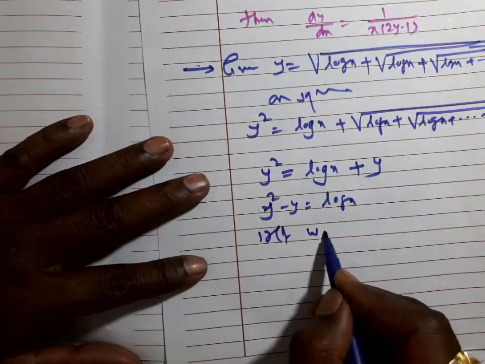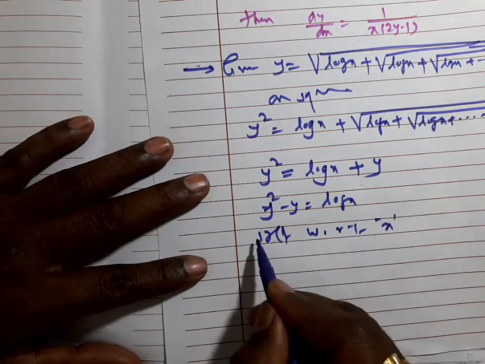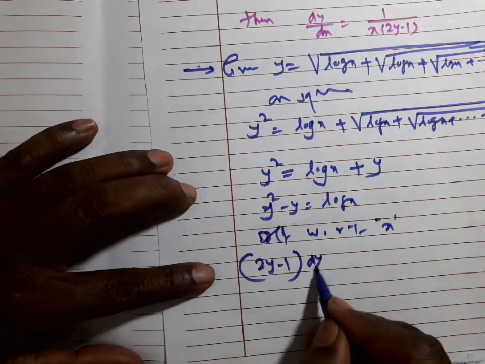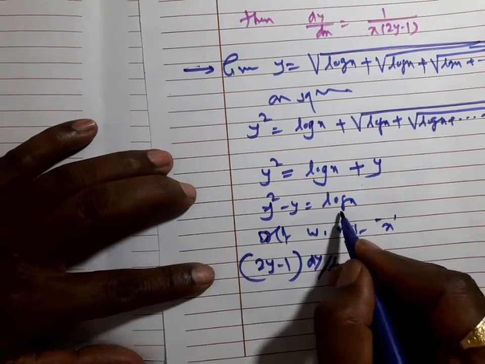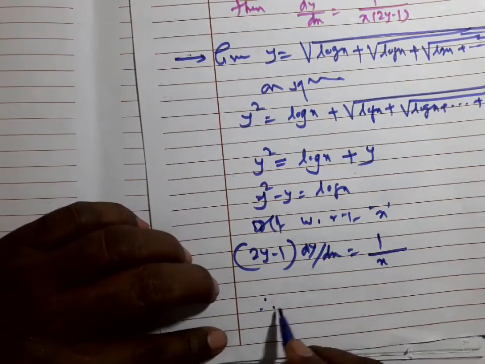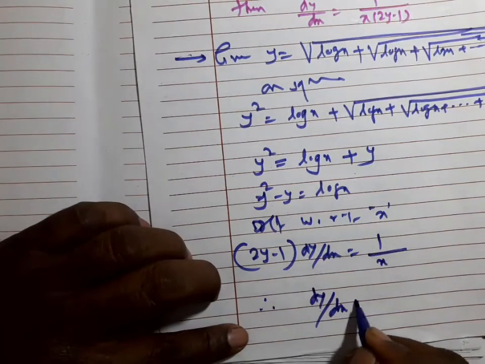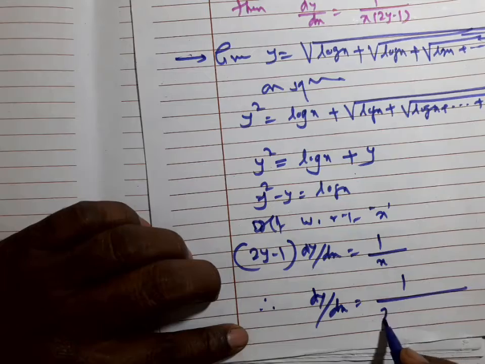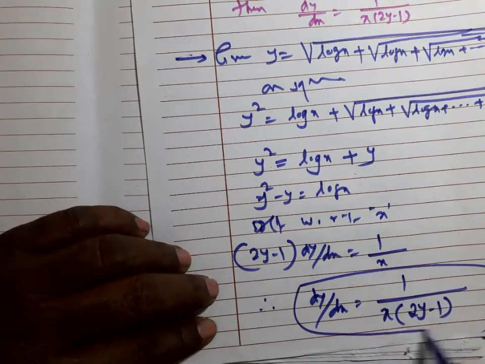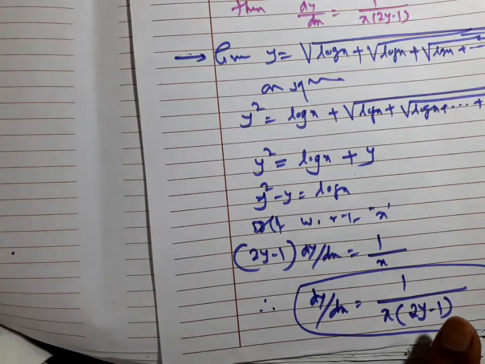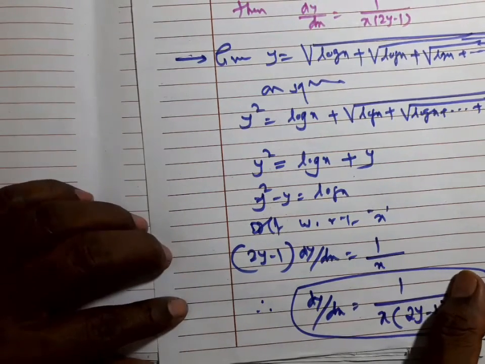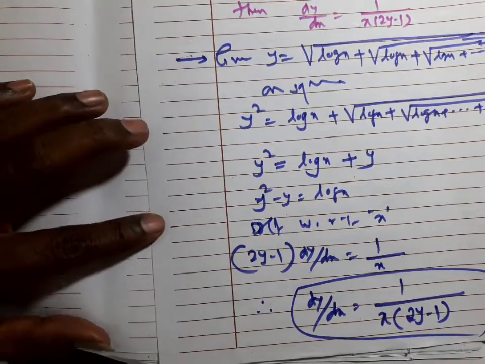Differentiate with respect to x, just like the previous example, no change. 2y minus 1 dy by dx equals 1 divided by x. It is a log, that's why 1 upon x. And in the previous example it was cos, that's why there was a minus sign. So dy by dx is 1 upon x into bracket 2y minus 1. This completes the example for solving, find the differential equation, show that.